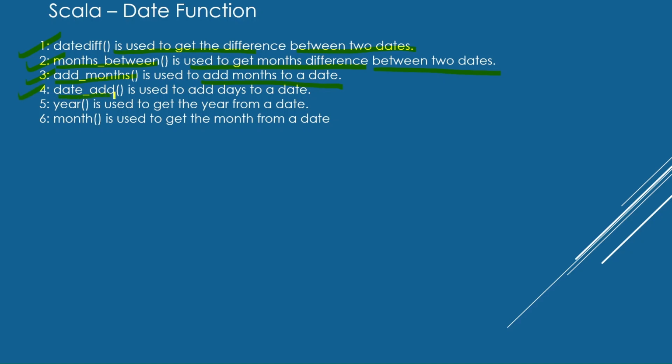The fourth one is date_add. It is used to add days to a date. The year function will get the year from a date, and the month function will get the month from a date. So we will see how each function works in Scala.